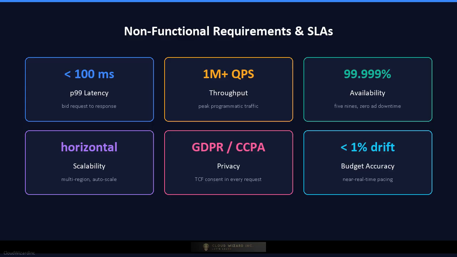User data must be handled in compliance with GDPR, CCPA, and TCF consent signals embedded in the bid request. The system must be horizontally scalable across multiple data centers and cloud regions to stay geographically close to publishers and reduce network latency. Budget enforcement must be accurate in near real time to avoid overspending campaign budgets.